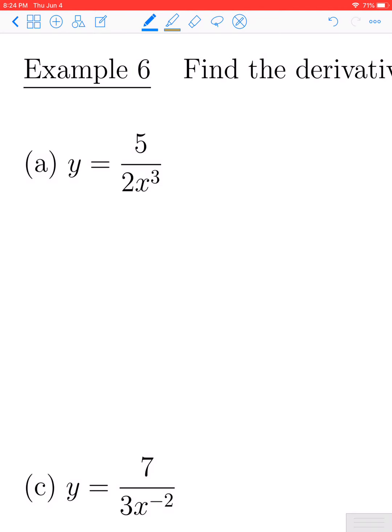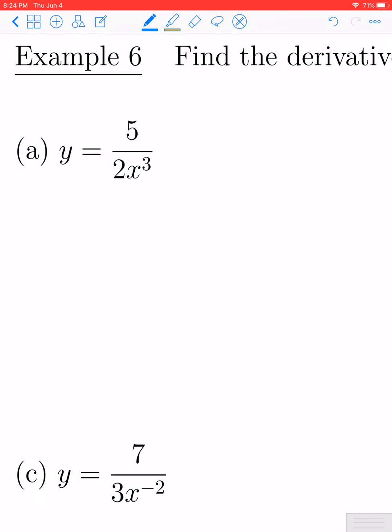In example 6, we want to find the derivative of each of the following functions. Again, we want to take the first step of rewriting this. We have the fraction 5 halves, and we want to make it look like x to a power. I can remove the x from the denominator by doing the reciprocal, which allows us to rewrite this as 5 halves x to the negative 3. Now that we're set up, it looks like a constant times a power of x.